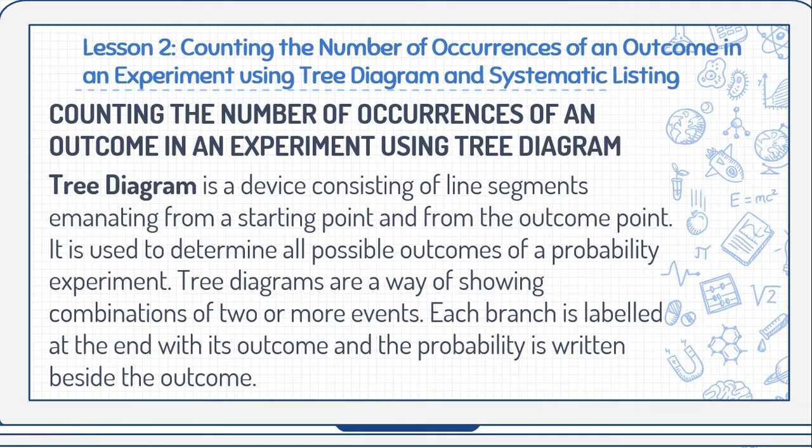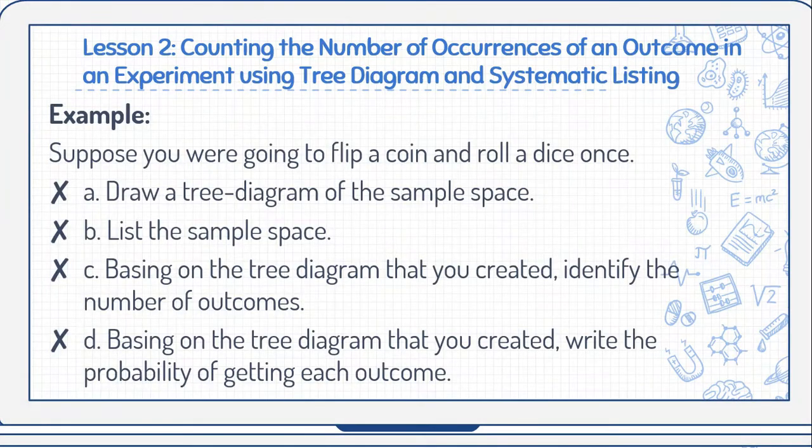So, para mas maintindihan po natin, we have here the example. Okay, suppose you were going to flip a coin and roll a dice once. So, meron tayo isang coin at isang dice. Tapos, we'll throw that one. Flip natin yung coin, throw natin yung dice. Isang beses lang. So, for letter A, draw a tree diagram of the sample space. Para makita natin yung sample space using tree diagram. Then, list the sample space. Then, C, basing on the tree diagram that you created, identify the number of outcomes. And then, write the probability of getting each outcome.